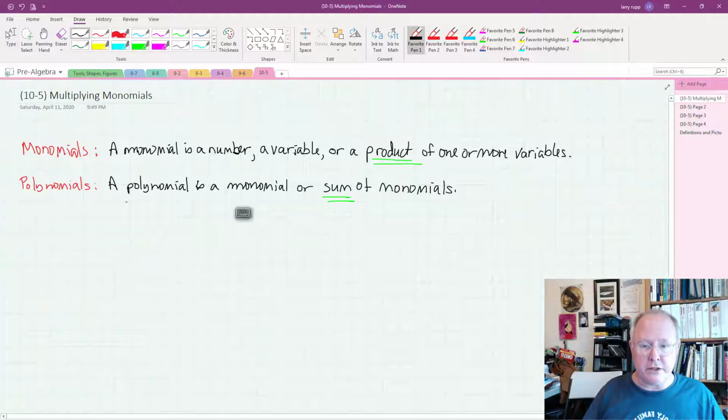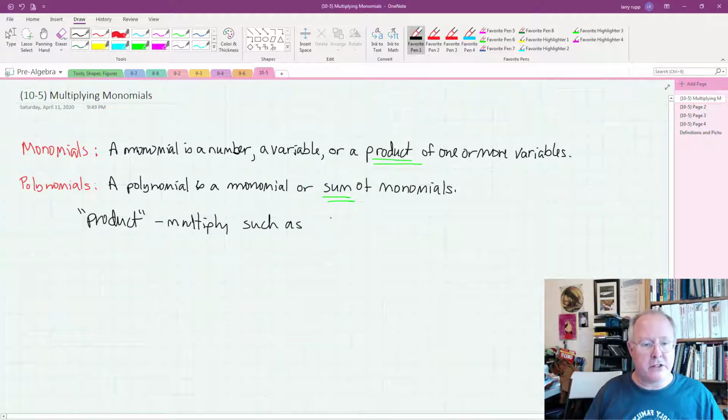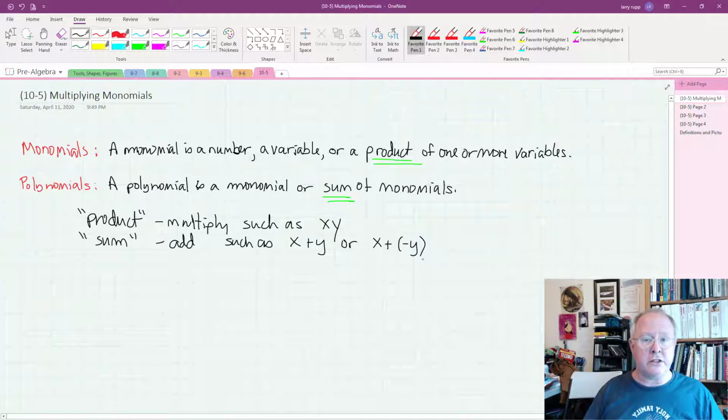So now we have a couple of keywords here that we need to pay attention to. Remember what a product is, right? A product is what happens when you multiply two or more things together, such as x times y. That is a product. A sum is when you add, such as x plus y, or x plus negative y, because addition and subtraction is just addition with a negative sign. So where is this leading us to?